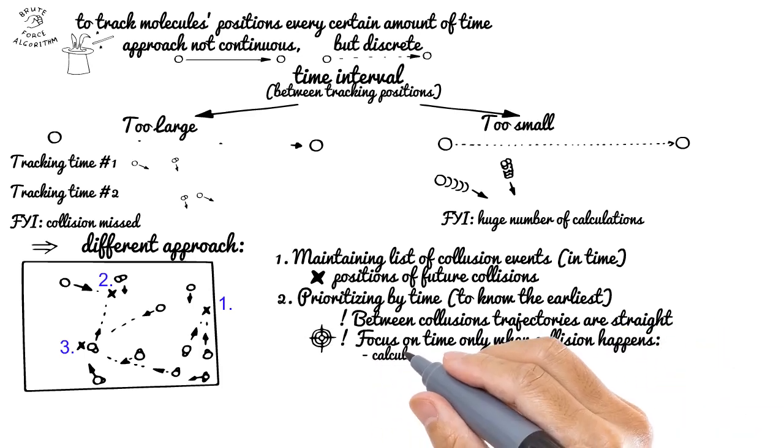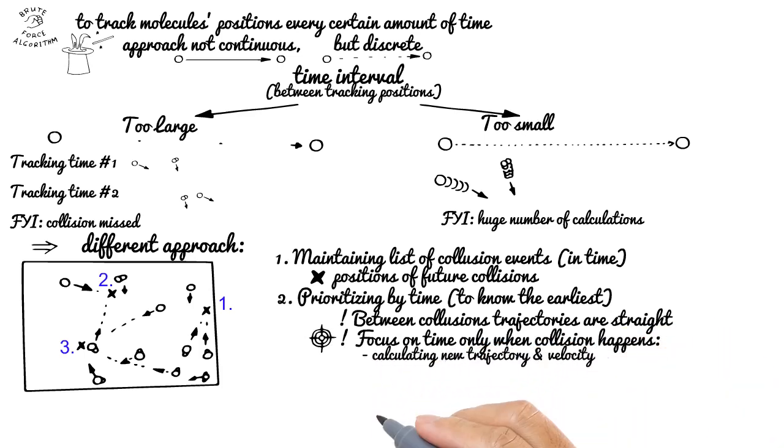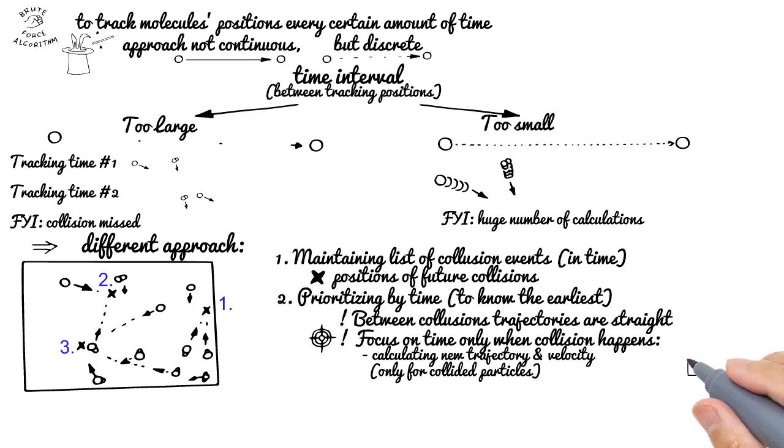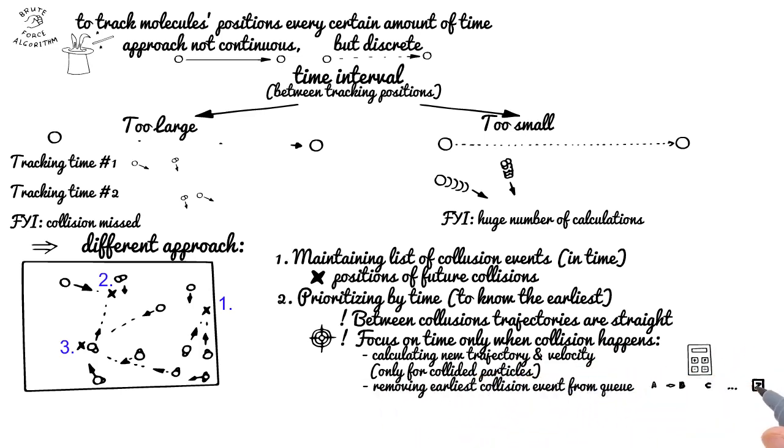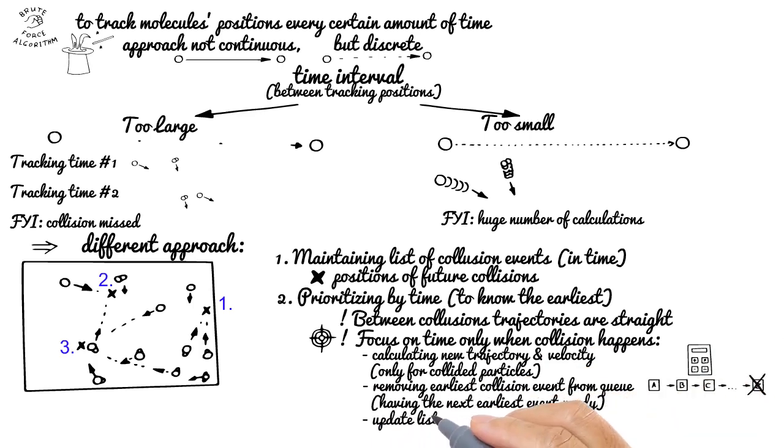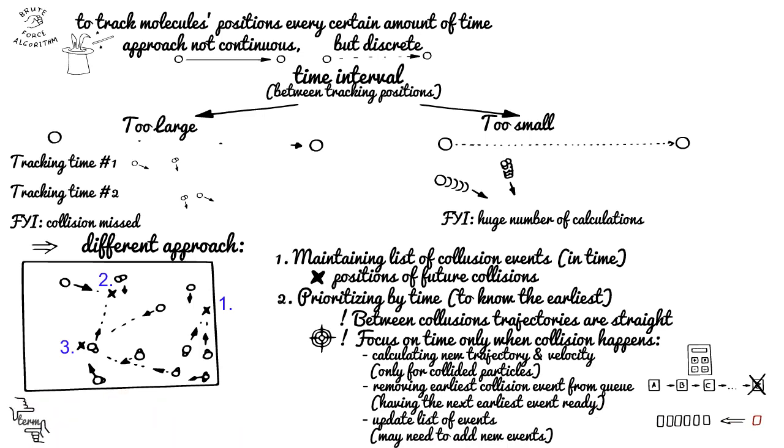Once it happens, we can do some actions, like calculating the new trajectory and velocity of the collided particles, removing this event from our queue, thus having the very next event in time ready. Update the list of events, because new trajectories may cross other molecules' paths, so we may need to add some, and so on. We can name such a use case event-driven simulation, when events are ordered in time.